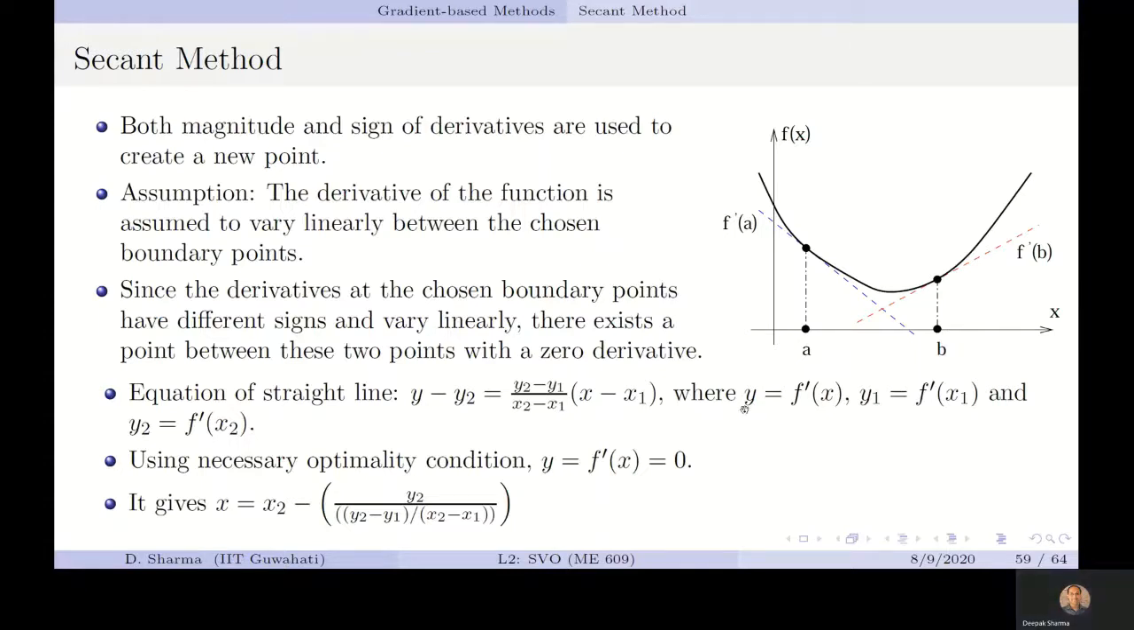Here, if we assume that y1 is the derivative of the function at x1, and y2 is the derivative of the function at x2, so two points are given to us. If we use the optimality condition, the derivative of the function should be 0. If I put this value, I'll get x equals x2 and this particular formula. So we are just simplifying this equation. This particular formula is used to get the new point in the secant method.